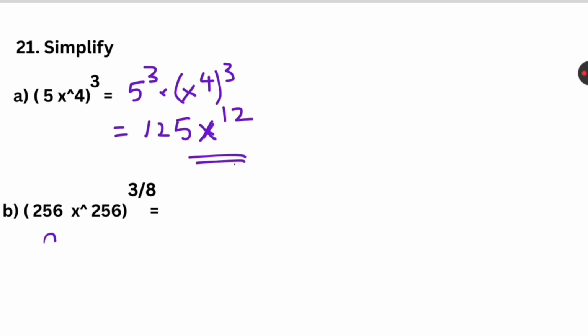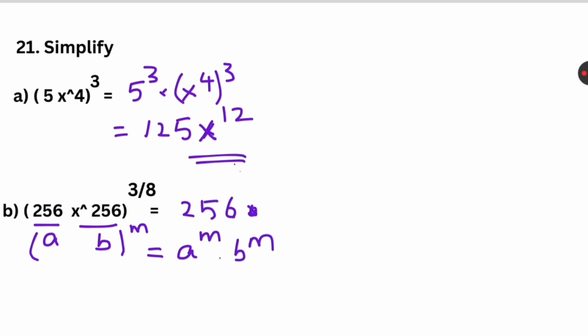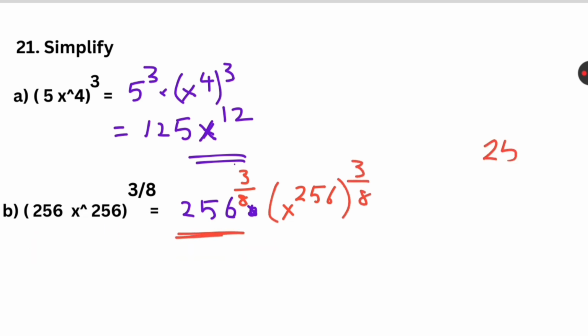Here also it is in the form of a, b whole raised to the power of m. What is the formula? A raised to the power of m times b raised to the power of m. Here a is nothing but 256. M is nothing but whole raised to the power of 3 over 8. Then times b. B is nothing but x raised to the power of 256 whole raised to the power of 3 over 8.